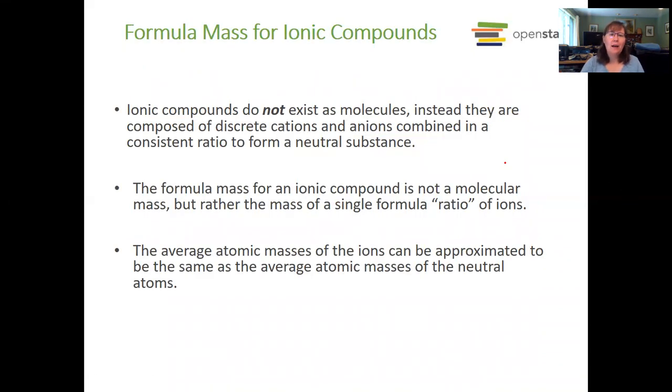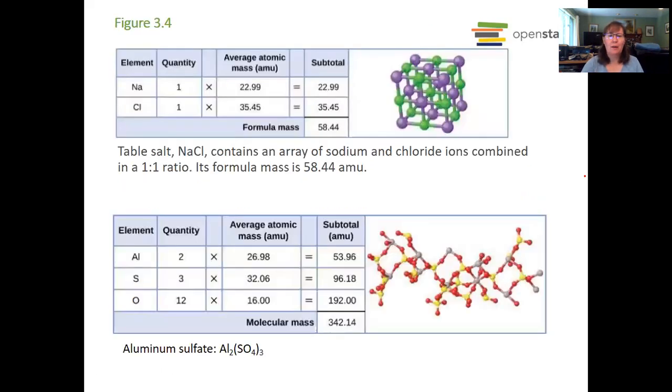Okay, ionic. Now let's look at the formula mass for ionic compounds. Ionic compounds do not exist as individual discrete molecules. Instead, they're composed of cations and anions in this interlocking structure. And so we talk about formula mass as its simplest ratio of ions. Let's take a look at what that might be.